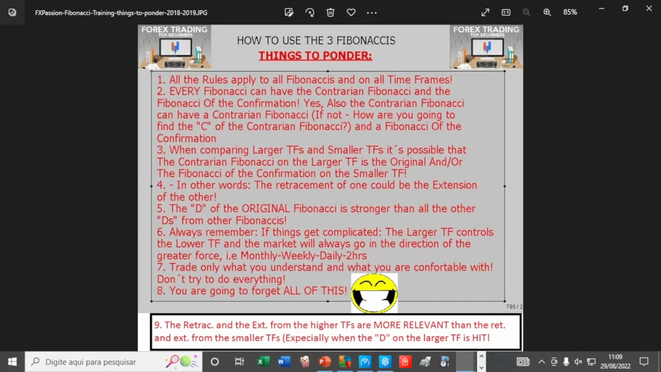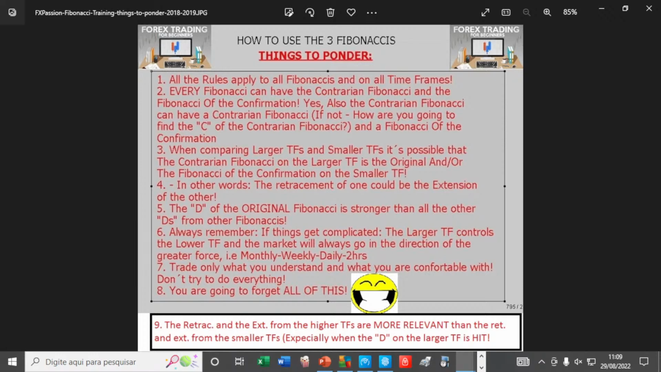We're going to show you this on the charts. Number four, in other words, the retracement of one could be the extension of the other. Number five, the D of the original Fibonacci is stronger than all the other Ds from other Fibonacci's. Number six, always remember, if things get complicated, the larger time frame controls the lower time frame and the market will always go in the direction of the greatest force: monthly, weekly, daily, 2 hours.